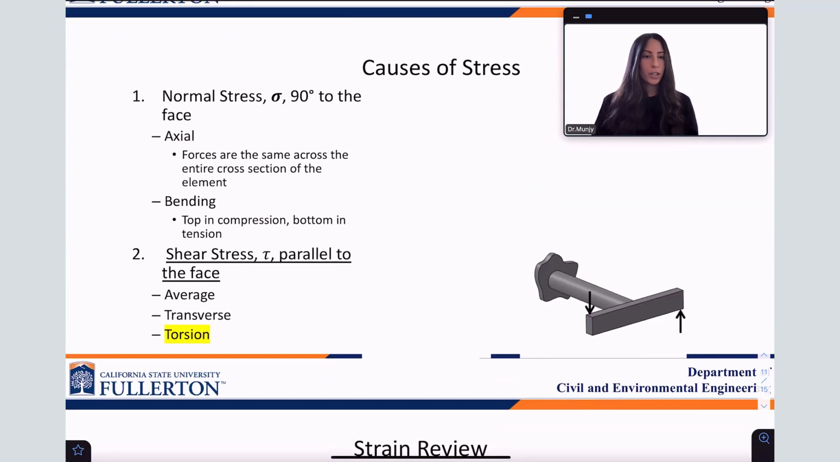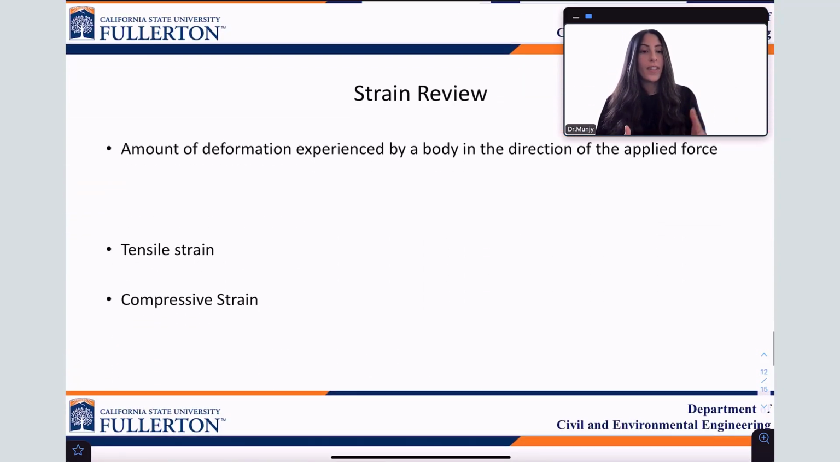So I have a picture on here. This is easier for me to put it here than to draw it. So we have this bar, and you can think of this bar kind of like a steering wheel. So you would push it down on one side, up on one side, and you'd get this twisting motion. And this twisting motion is torsion, and this torsional twisting motion contributes also to shear stress in your element.